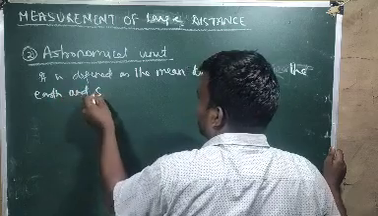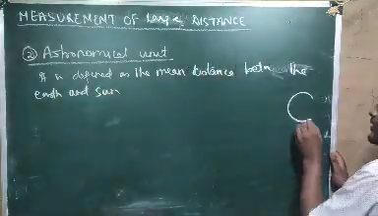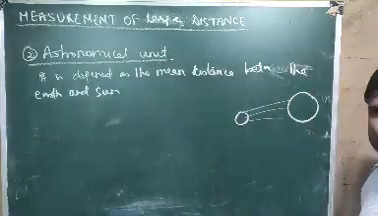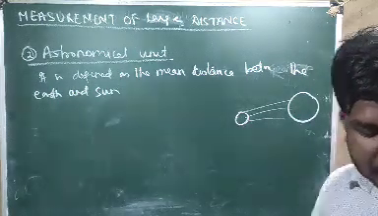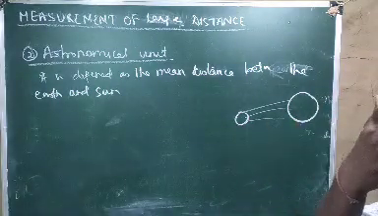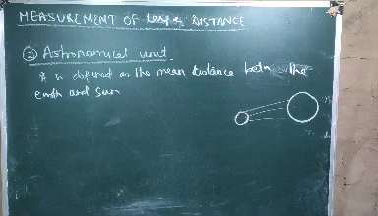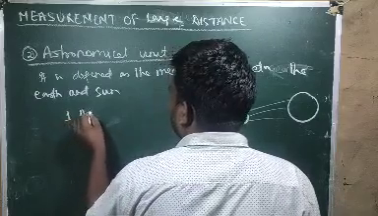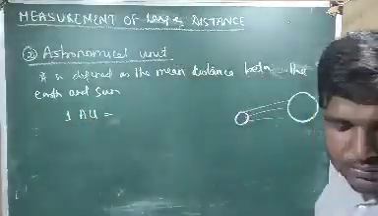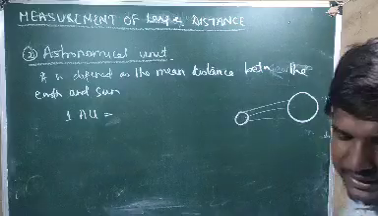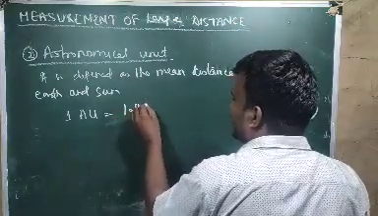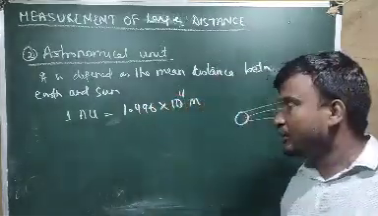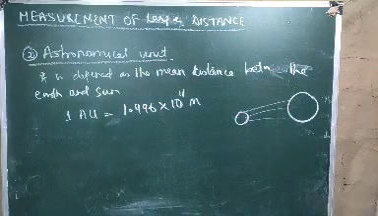So suppose this is a sun and this is an earth. From different positions, if you measure, you will get different distances. If you take the mean of all those distances, that average distance is called 1 astronomical unit. And 1 astronomical unit is equal to 1.496 multiplied by 10 to the power 11 meter.